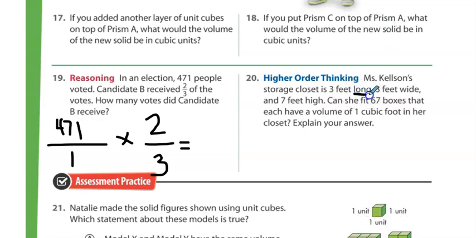We want to focus on long, wide, and high because when we're focusing on those 3 units, that tells us that we're focusing on volume. So basically what you want to do on this one is figure out what the volume is of her closet. So we're going to take our length, which is 3, times our width, which is 3, times our height, which is 7. And that's going to give us the cubic units of her closet.